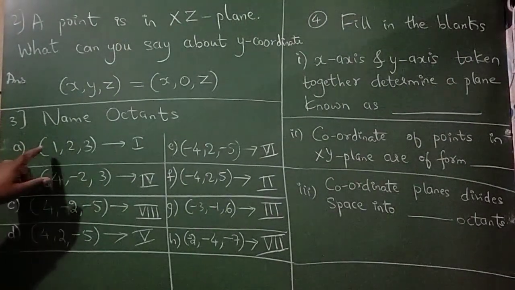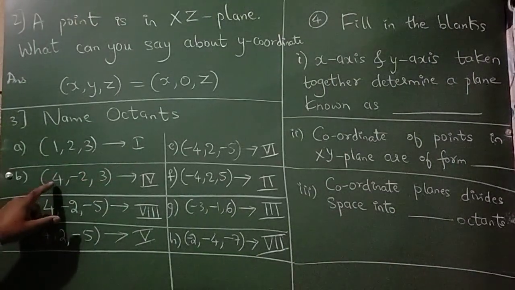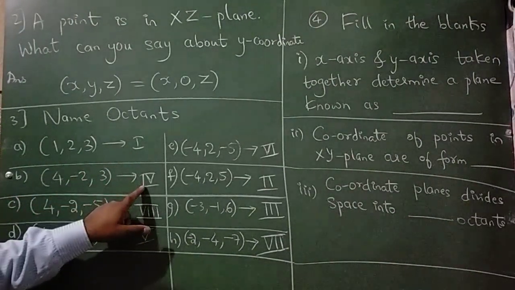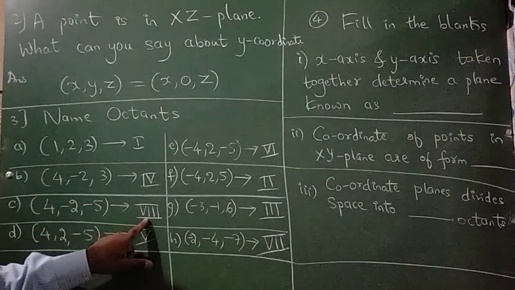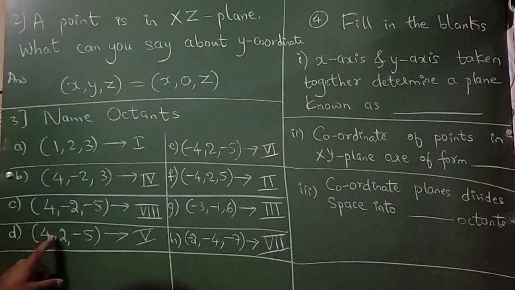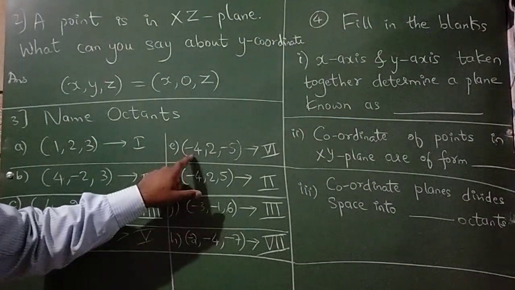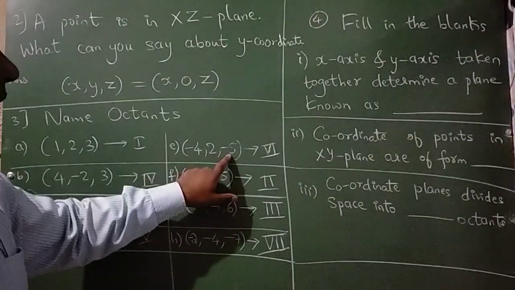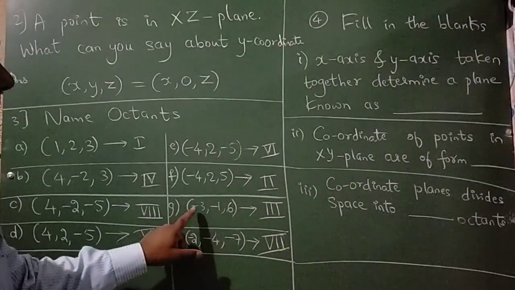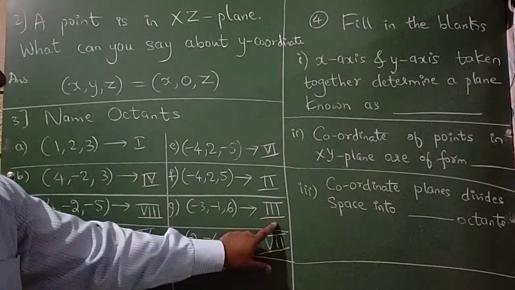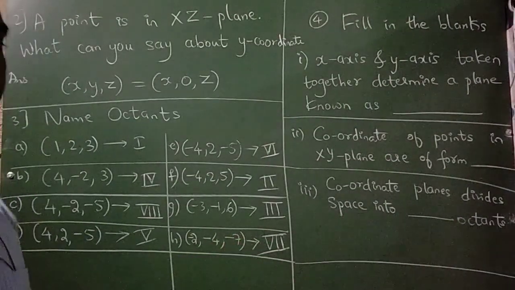Now first, 1, 2, 3, first octant. Okay. Now 4, minus 2, 3, it is in the fourth octant. 4, minus 2, minus 5, it is in the 8th octant. So 4, 2, minus 5, it is in the 5th octant. Minus 4, 2, minus 5 is in the 6th octant. So minus 4, 2, 5, it is in the 2nd octant. Minus 3, minus 1, 6 is in the 3rd octant. Minus 2, minus 4 and minus 7 is in the 7th octant.